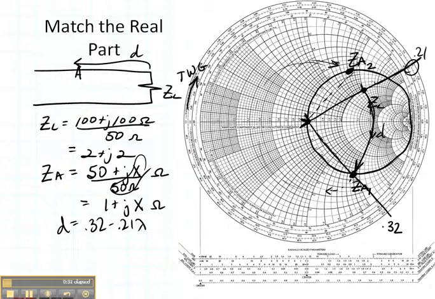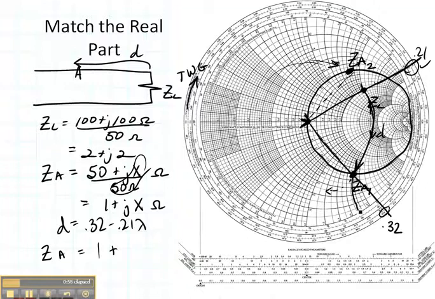And then I found the distance by reading on the outside axis in the wavelengths toward the generator. I subtract 0.32 off from 0.21, and that tells me the distance that I need to go. Now let's see what my imaginary part is. Right here, I'm at ZA, and I can read the real part. So for ZA, the real part is 1, just as I wanted, and let's read the imaginary part.